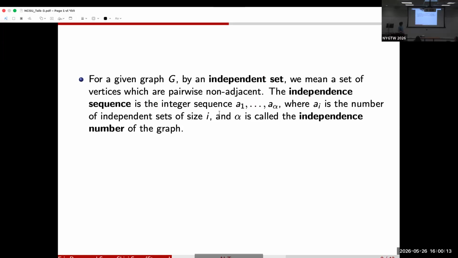Okay, so I probably don't need to say this, but for a given graph G, by an independent set we mean a set of vertices which are pairwise non-adjacent. The independence sequence is then the integer sequence A1 up to A alpha, where A_i is the number of independent sets of size i, and alpha is the independence number of the graph.